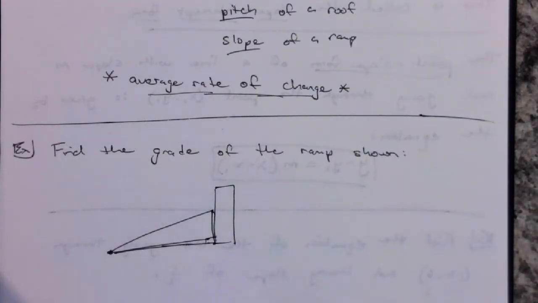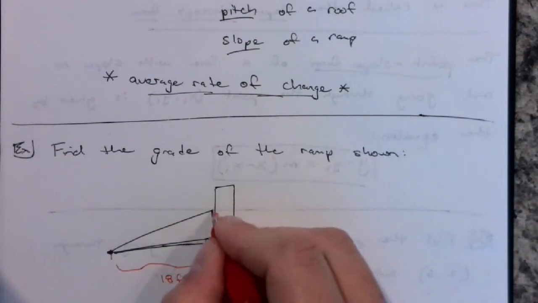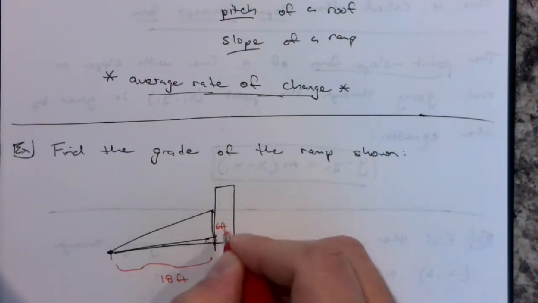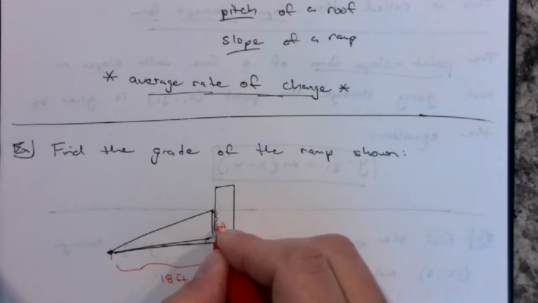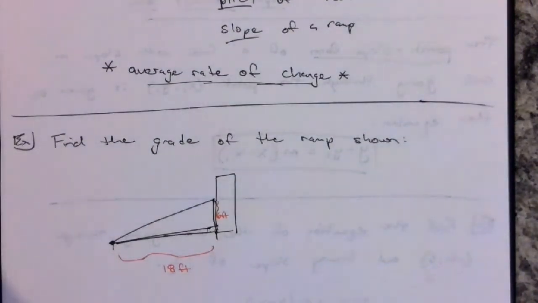But if I told you that this length here for the ramp was 18 feet, here I'm giving you that information. And I'm telling you the height here, we'll say, is 6 feet, right? So that's the height of the ramp. So if I'm looking for the grade here, what it's really asking me to do is find the slope. So to find the slope, it doesn't give you points, right?